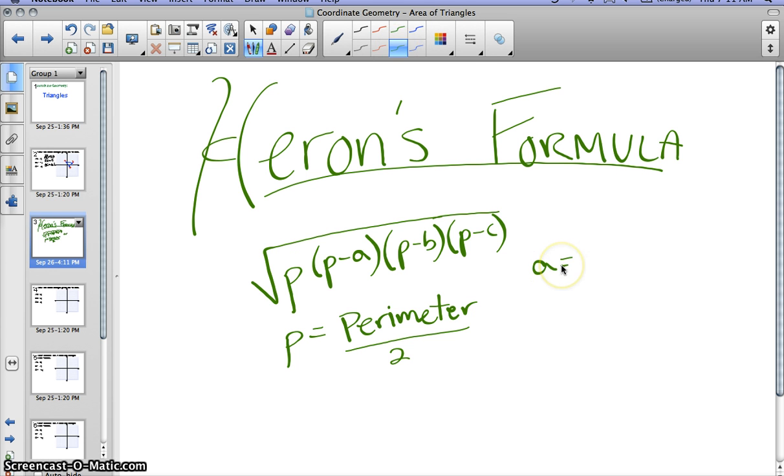A, I say, is the length of AB. B is the length of BC. And C is the length of AC. So A, B, and C is just one of the 3 sides. Now that we have the formula, we know what each variable stands for. Again, make sure you copy this down, because this is the whole kit and caboodle for finding the area of a triangle based on 3 coordinates.